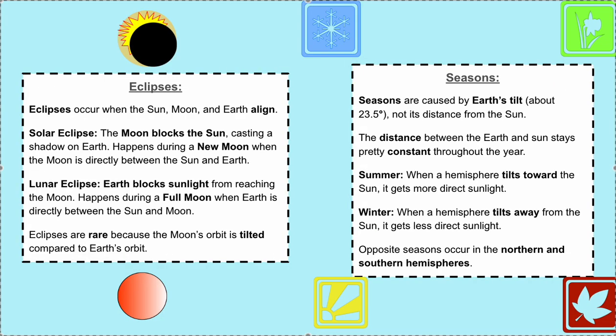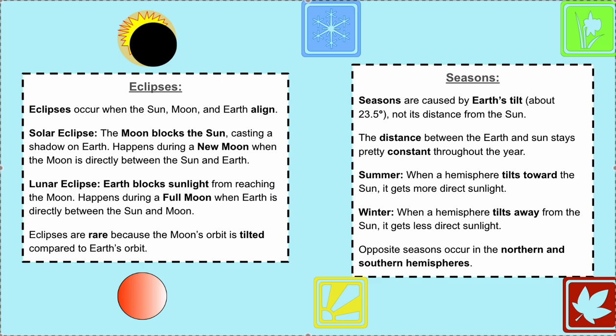Let's now talk about eclipses. Eclipses occur when the sun, Earth, and moon align precisely. A solar eclipse happens when the moon passes between the Earth and the sun, blocking the light from the sun and casting a shadow on Earth. This can only occur during a new moon when the moon is directly between the sun and Earth.